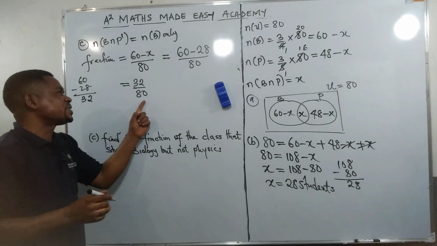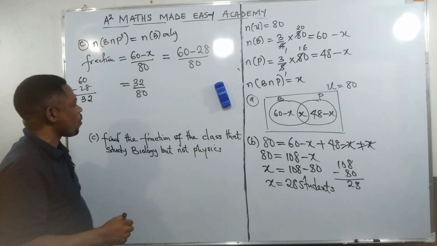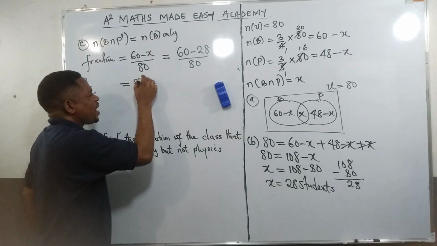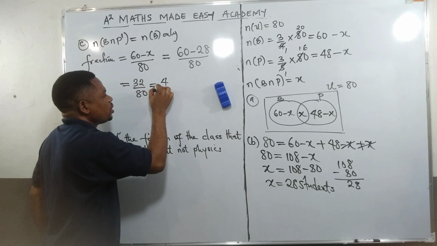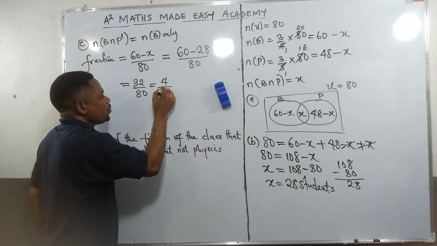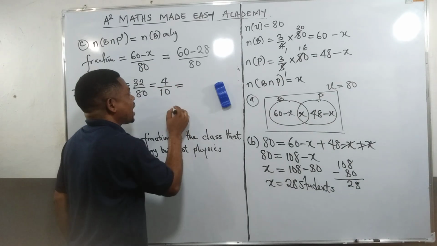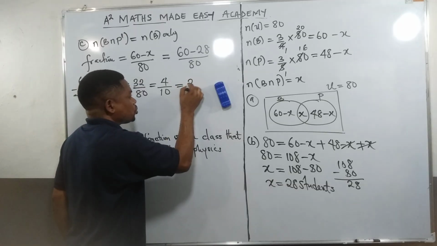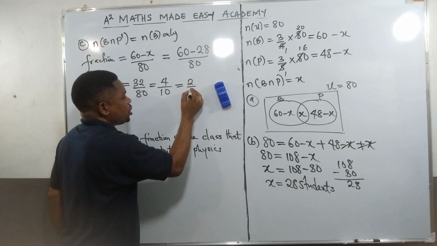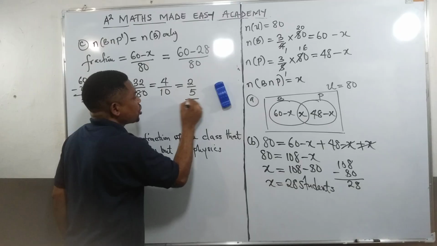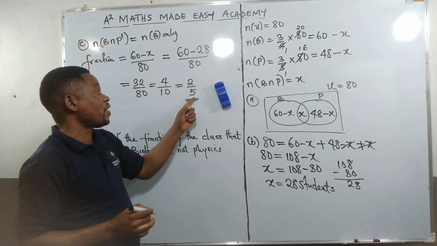Can we break this thing further? Yes. How? Do you know that 8 can divide? 8 here will give you what? 4. Then 8 here will give you 10. We can still break it further again. What do you think can go? 2 can go to give you what? 2. And 2 can go into 10 to give you what? 5. So which means the fraction of it is 2 over what? 5. Have I made myself clear?